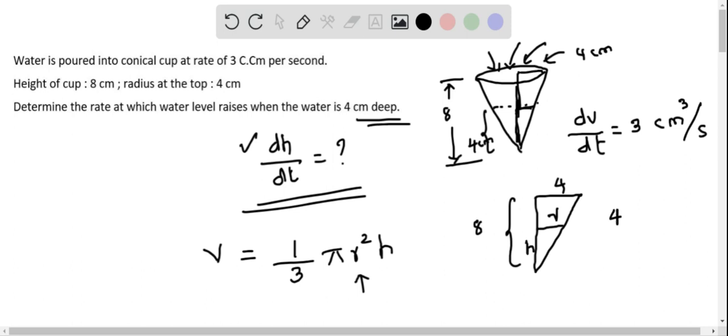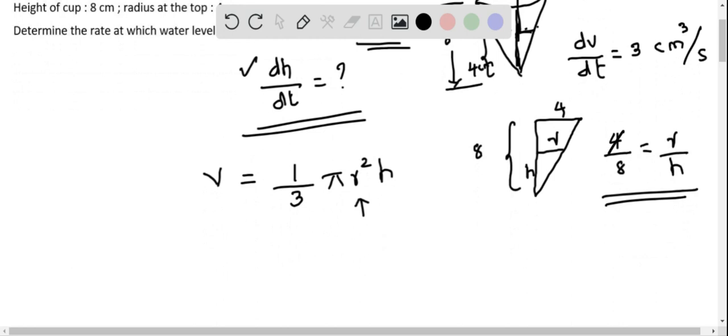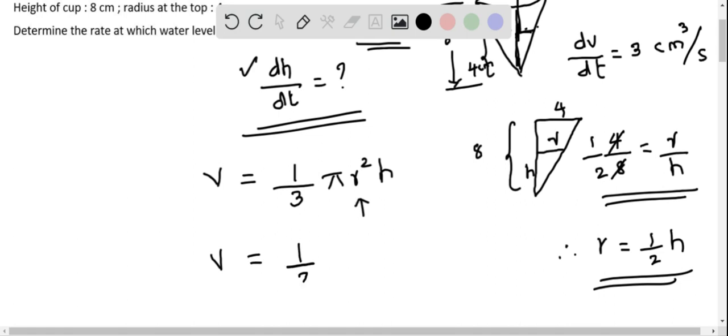So I can write down the relation as 4, this radius divided by the height 8, is equal to the radius r divided by h. So this is a relation. We can solve for the radius from this one. This in fact is 1 by 2. So therefore r equals half h. So now we got a relation for radius. We can plug this into this volume formula and convert everything in terms of height. So I'm going to do that. 1 by 3 pi times r, which is 1 by 2 h, squared, times h.